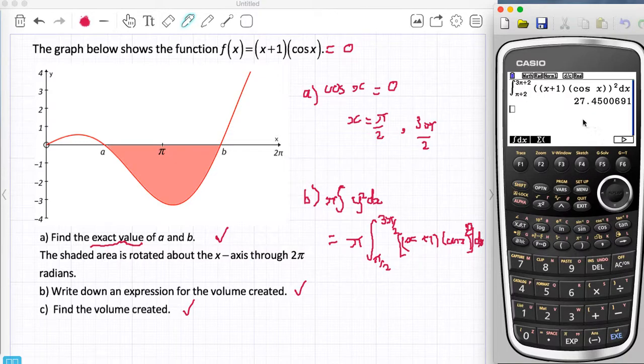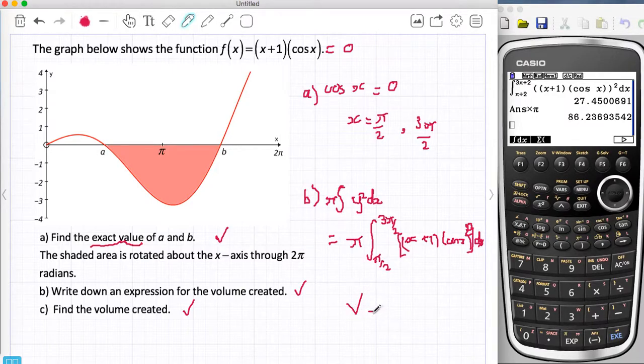It's going to give me 27.45, and of course I've got the pi outside here, so I'm going to multiply by pi. Also note that I'm in radian mode, and if you're not in radian mode it won't work. So now we've got 86.23, to 3 significant figures 86.2, so the volume is 86.2.